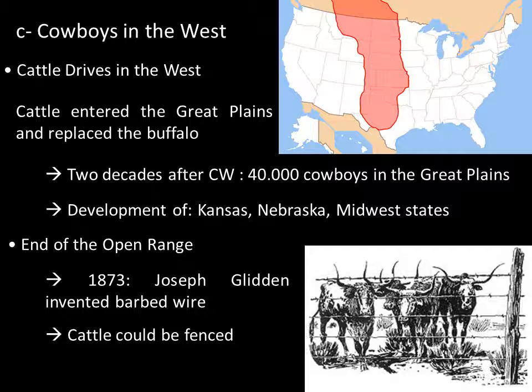Another reason for the end of the open range was that more and more people were moving west, and it was problematic to have cattle roaming free in the plains. I mean, cattle going wherever they wanted. They had to be fenced because more and more people were buying land in the west. So once again, this era, the cowboys era, was important as people came to the west, and it helped the development of many states. But it was not actually sustainable when more and more people started to pour in.